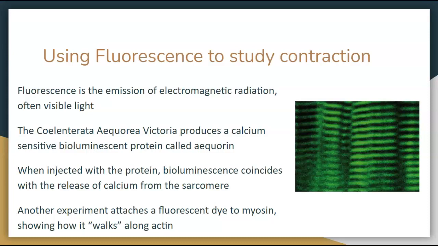But another experiment actually attached fluorescent dye to myosin, and that's how we know that the power stroke happens and how myosin sort of creeps along, like attaches, pulls, let's go, attaches, pulls, let's go, because we fluorescently dyed them and then watched it happen. And we could see it because it was bright green, and it's very obvious what's happening when things are bright neon green. Okay, that's everything for this one.